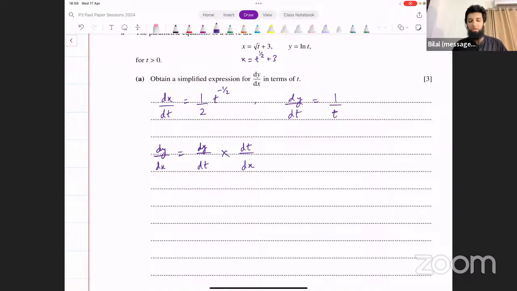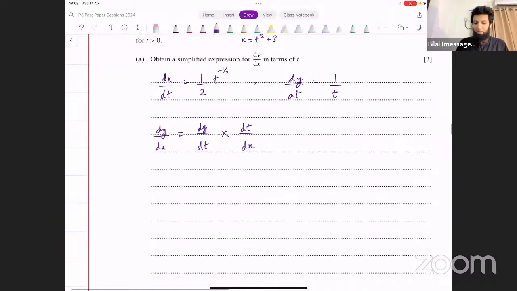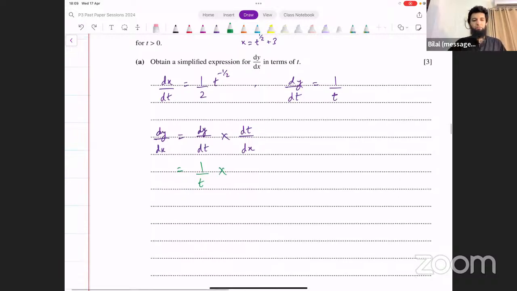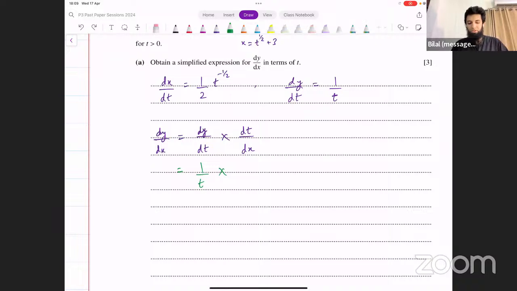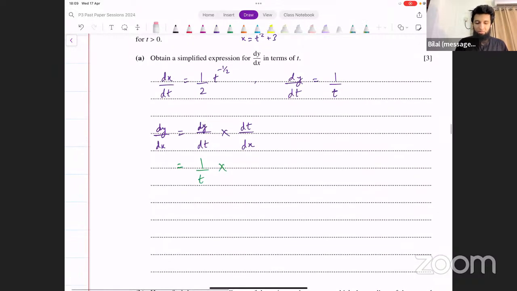Now, what's dy over dt? Dy over dt is 1 over t. We put that here. It's 1 over t multiplied by dt over dx. You have found dx over dt. What's going to be dt over dx? Reciprocal of this thing. Now, what's the reciprocal of this thing?